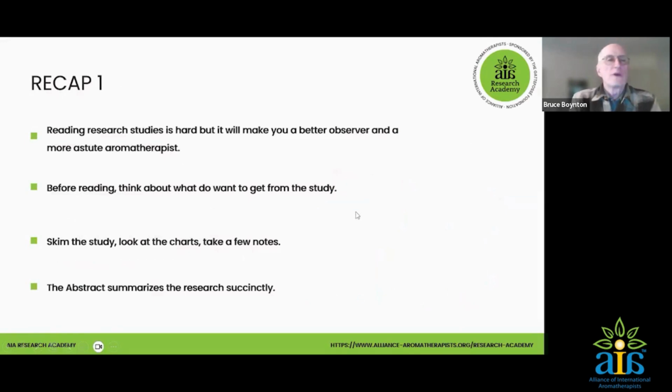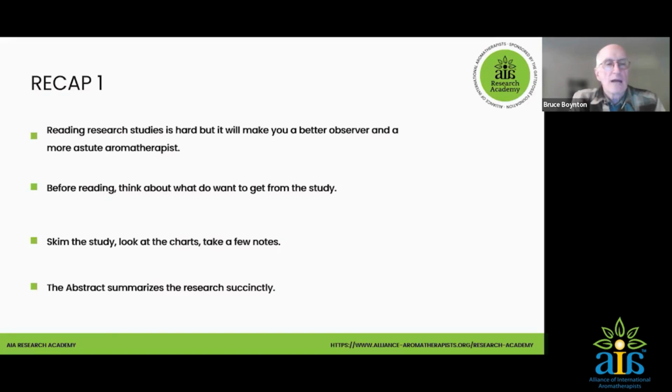Okay, brief recap. Reading research studies is hard, but it'll make you a better observer and a more astute aromatherapist. Second, before reading, think about what you want to get from the study. Third, skim the study, look at the charts, take a few notes. Look up any terms you don't understand.